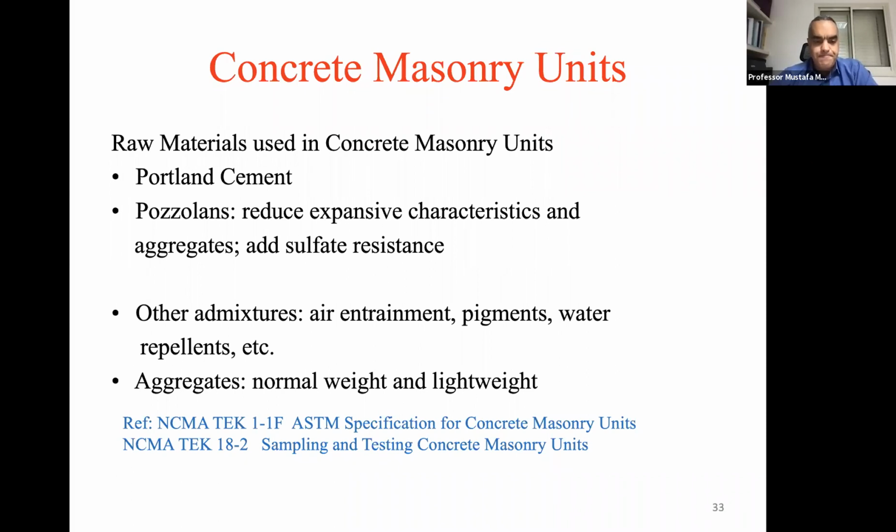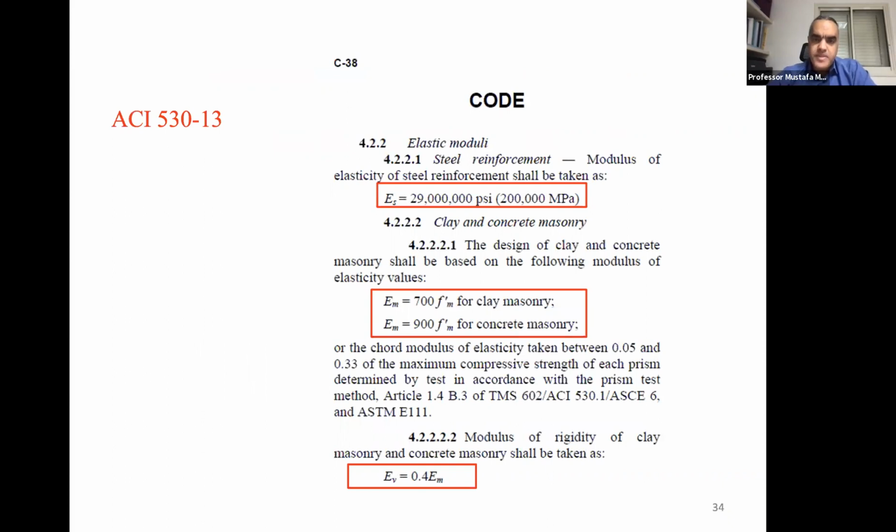Okay, so here we have the references from the NCMA Tech Note 1 to 1F. So we have many specifications for concrete masonry that we need. So in the drawings, typically we specify the specifications, but in the specification book, we have to be more specific about what should be used. And then we have the NCMA Tech Note 18.2, that's sampling and testing of concrete masonry. Okay. So here, this is from chapter 4 of the code, the TMS 402 or ACI 530.